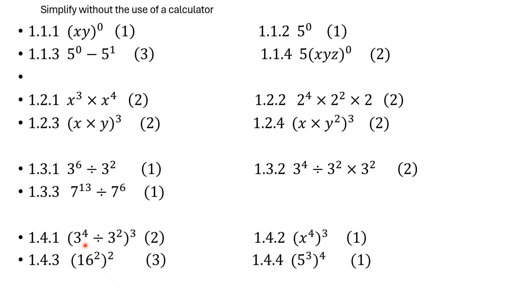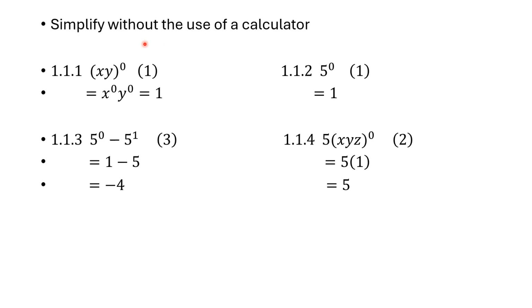1.4, yeah, we have 3 to the power 4 divided by 3 squared, all raised to the power 3. Yeah, we have x to the power 4 in brackets raised to the power 3. 1.4.3, 1.4.4. Right, so let's look at the solutions. As I said, you can stop here and attempt to answer it and see what you get right and what errors you make. And then work with me through the corrections to assist you understanding the problems, right?